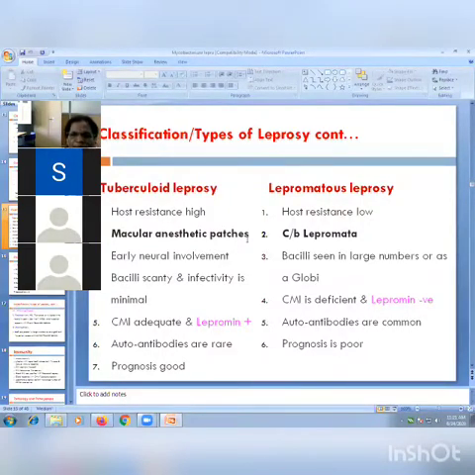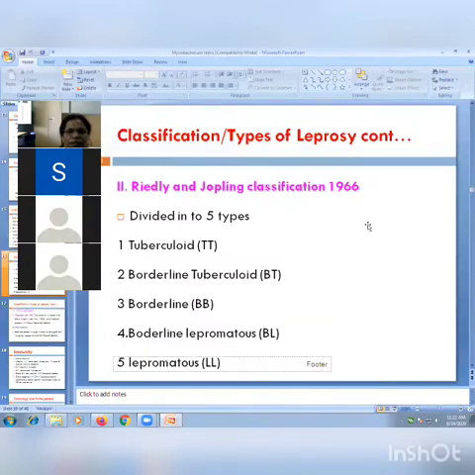Hypopigmented anesthetic patches are there. Early nerve involvement is there. Number of bacilli is less, infectivity is less, cell-mediated immunity is more. Lepromin test is positive. Prognosis is good. In the other, prognosis is bad. Lepromin test is negative. Bacilli are present in large numbers. Cross resistance is less. So these are the differences between tuberculoid leprosy and lepromatous leprosy.